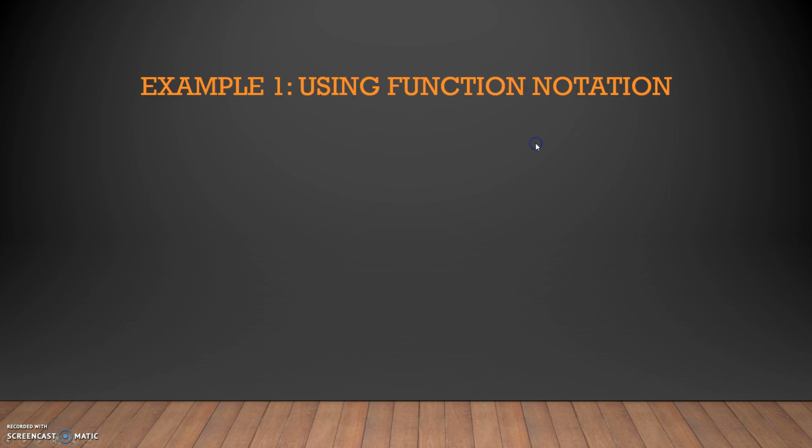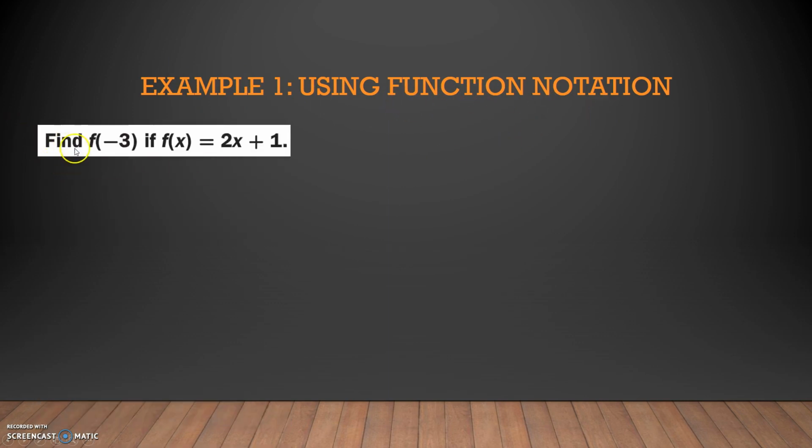Well, let's take a look. So we're just going to go over example 1 today, and it's just using function notation. That's what that f of x is. And if we're given a problem like find f of negative 3, that's how you read that, f of negative 3, if f of x equals 2x plus 1. So what we're going to do, we know that this negative 3, you can see that it pairs with that, is our x value. So we're going to substitute negative 3 for that x. And it looks like this.